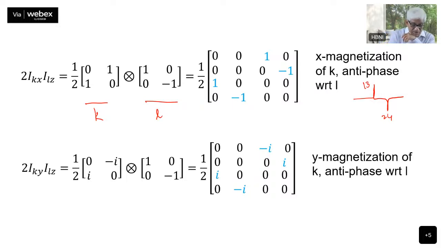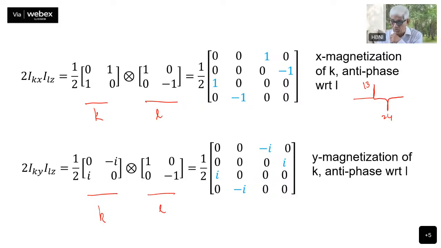And if I do the IKY ILZ, do the same thing. This is K, this is K, and this is L. So there is Z of L and Y of K. So I take this one here. So what do I get? Again, I get the same elements, but now the imaginary numbers, because this is Y magnetization. So therefore, minus I here, I, minus I here. So this is the complex conjugate on the other side.